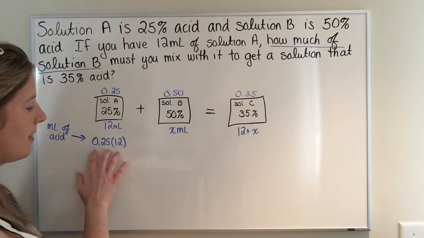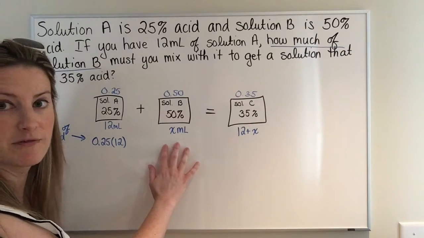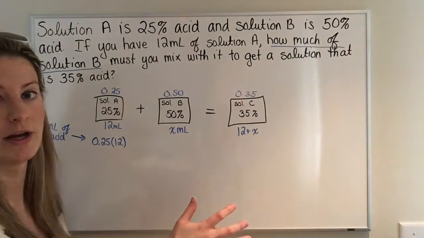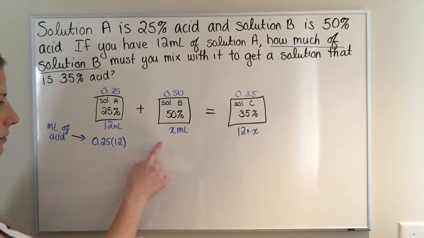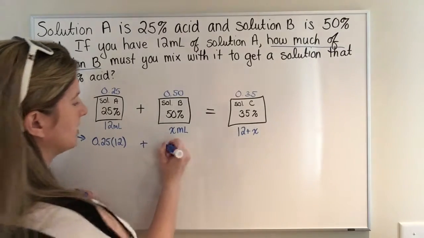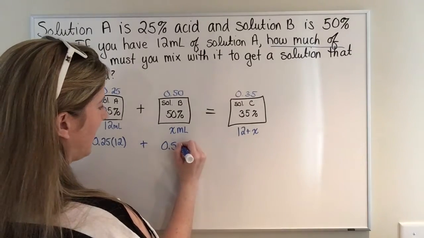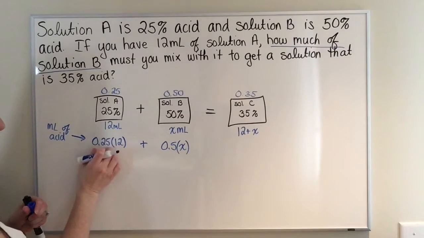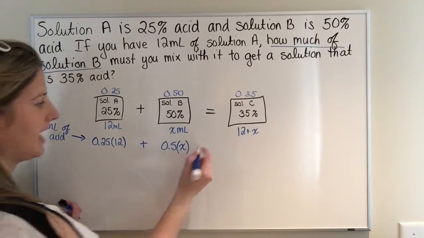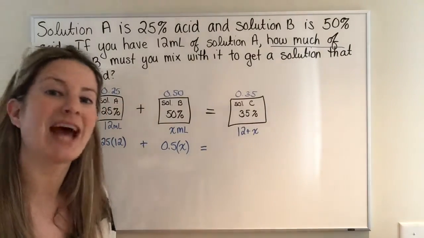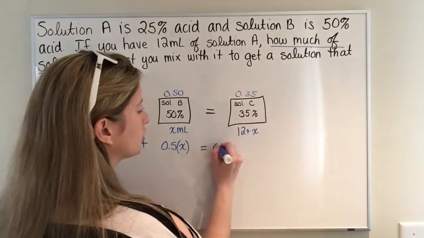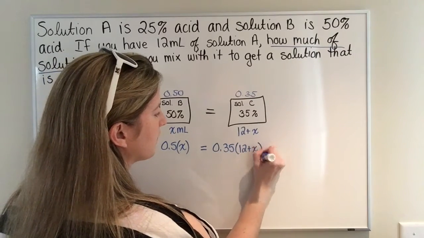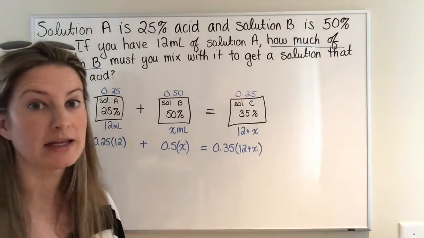Because think about it. If we know how many milliliters of acid plus the additional amount of milliliters of acid, that's going to equal the amount of milliliters of acid in the final solution. So let's do that with the second one right here. We are adding to that 0.5 times X. Okay? So I can even put the X in parentheses if you like that. So 0.25 times 12 plus 0.5 times X equals, and again, how much acid is in this final solution? Well, it's 35% acid. So it's going to be 0.35 times however many milliliters are in the final solution.